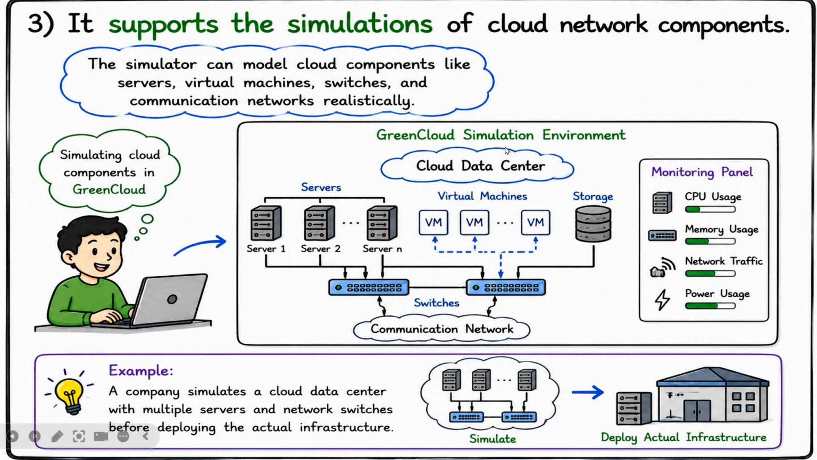Here you can see the GreenCloud simulation environment, which shows various cloud components such as the servers, virtual machines, storage devices, switches, and communication networks. So multiple servers are there which are connected through the network switches, and virtual machines are created on top of these servers, and the communication network helps in the transfer of data between the different cloud components.